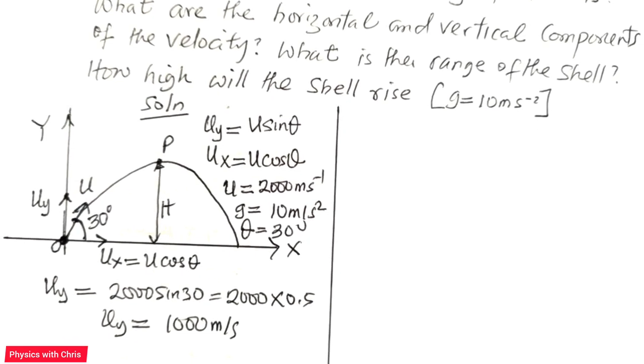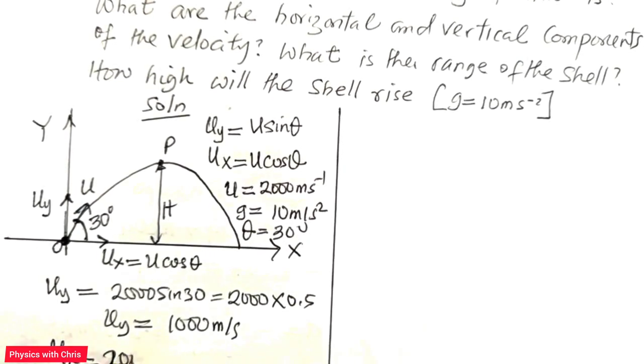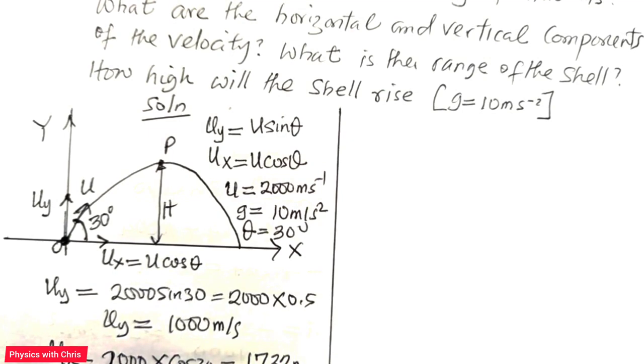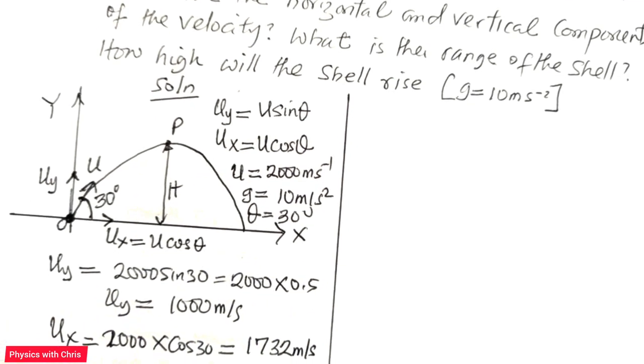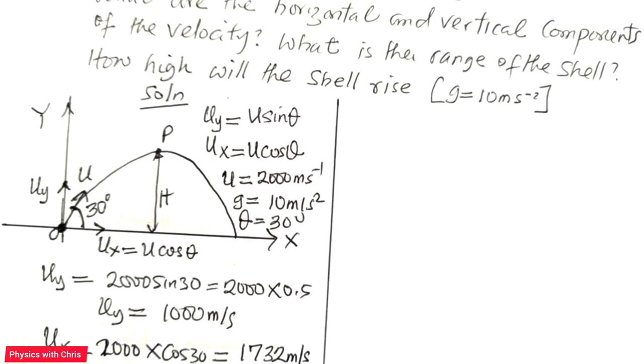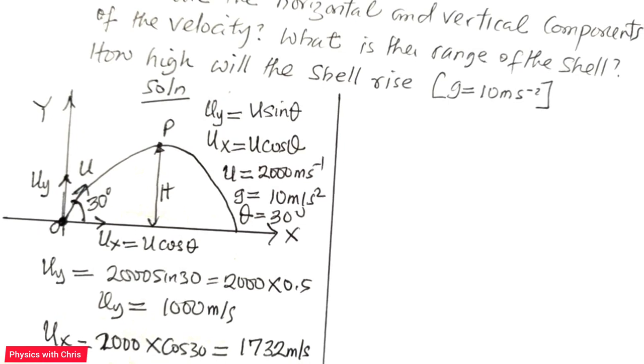To calculate the horizontal component ux, we have 2000 multiplied by cos 30. That will give me 1732 meters per second. So that gives me the horizontal component of the shell's velocity, that is, the horizontal component of the initial velocity.